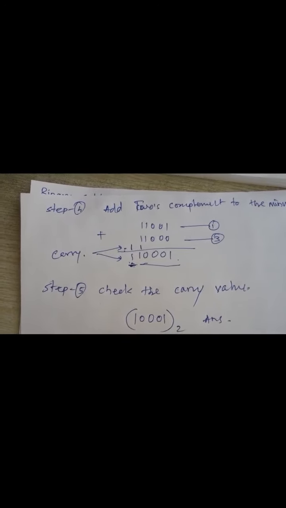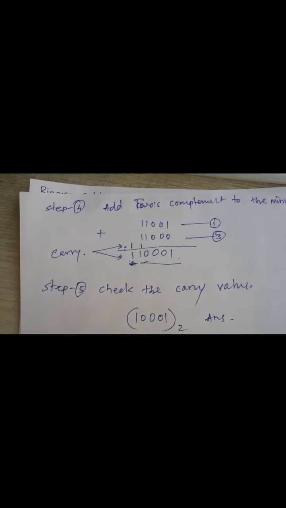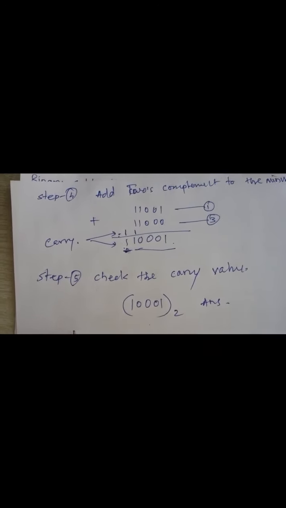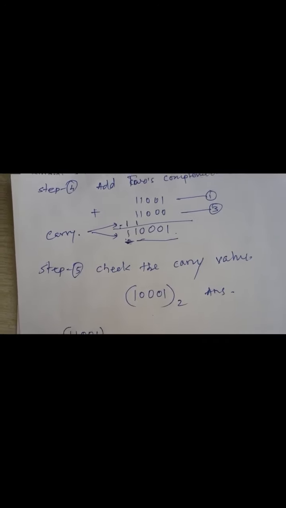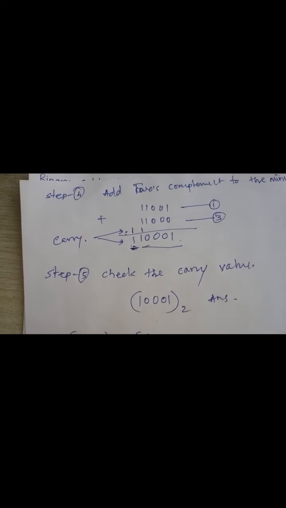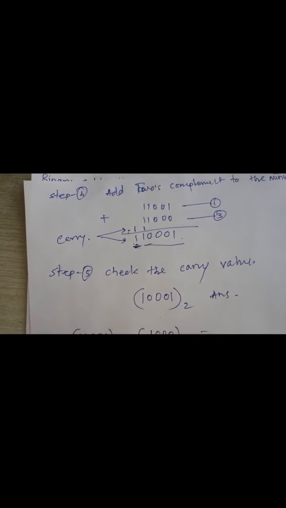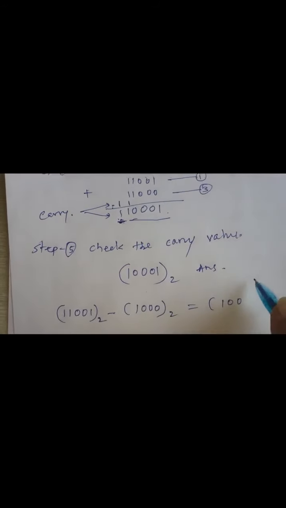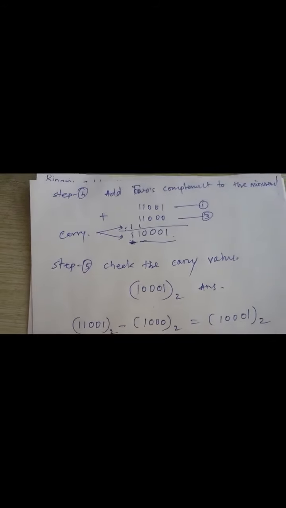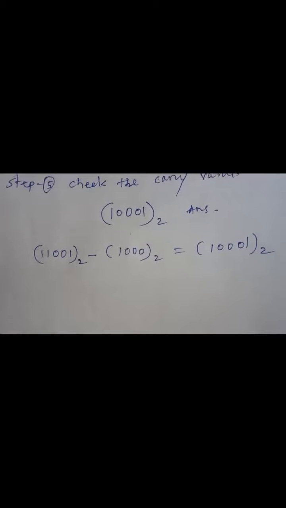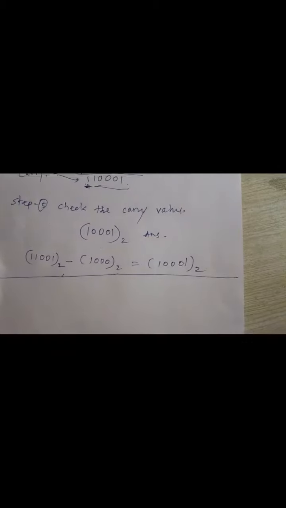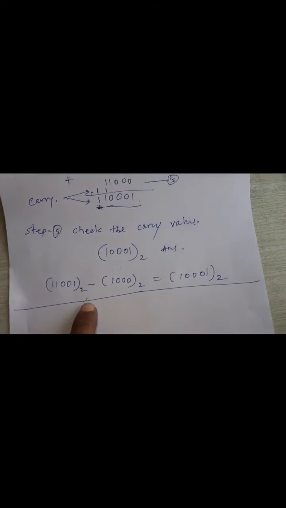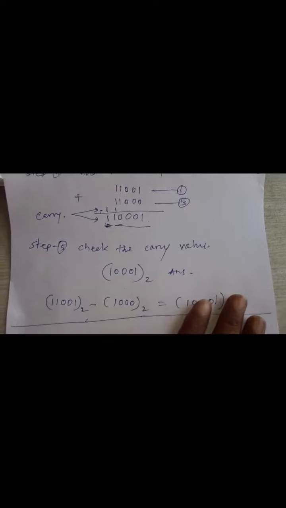In this way, we calculate binary subtraction using 2's complement. How can we write the whole equation? 11001 minus 1000 is equal to 10001. Got it now? So in this way we calculate the binary subtraction using 2's complement method.